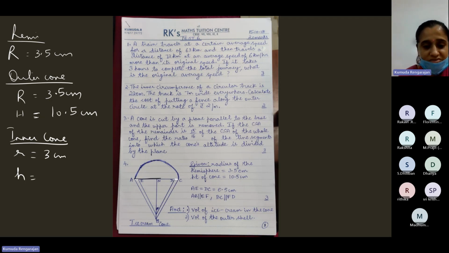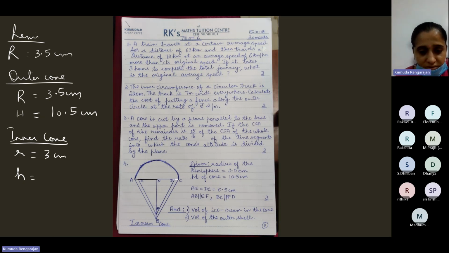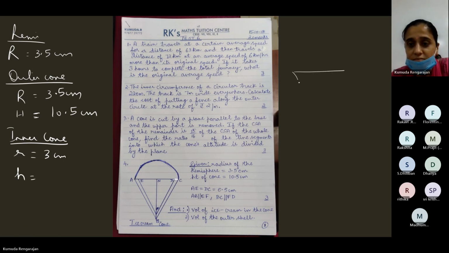So look at this triangle, children. You can take up this triangle or the triangle on the other side. Look at this triangle. Or you can take up this triangle here. Any one of the two you can take up. So let's see that here.